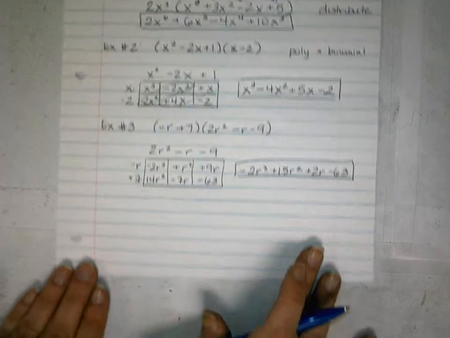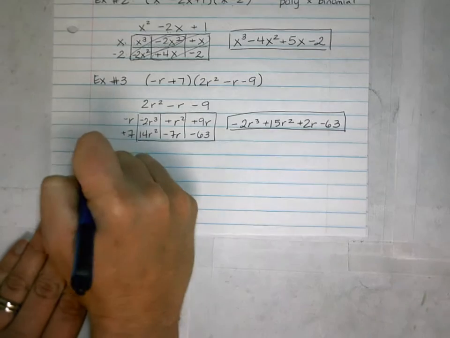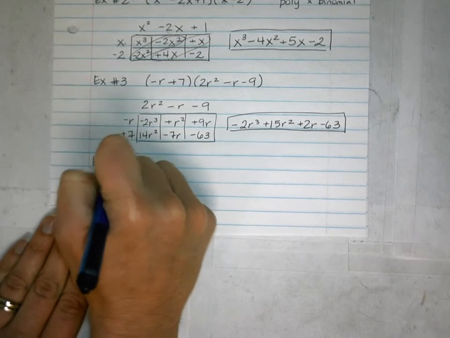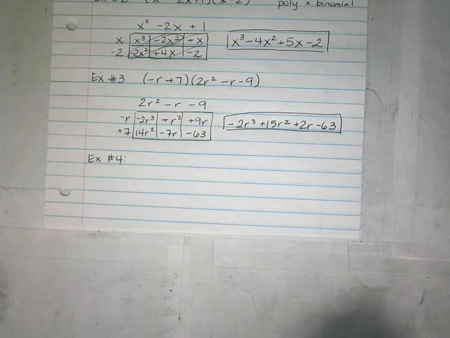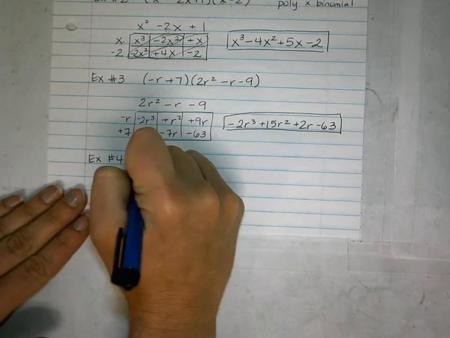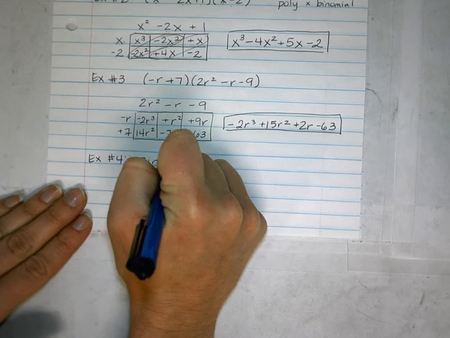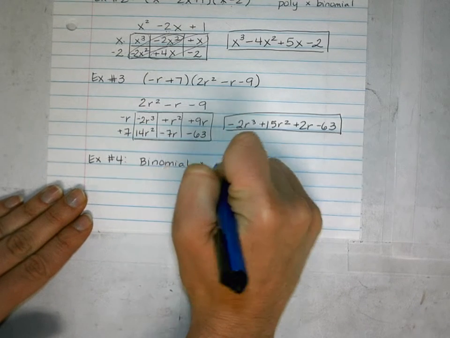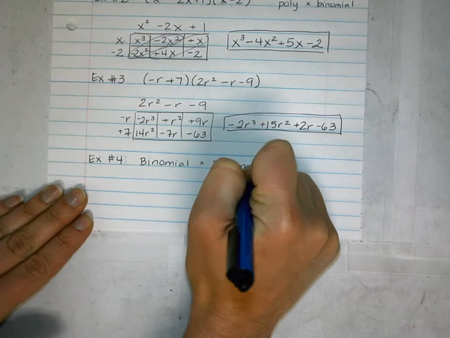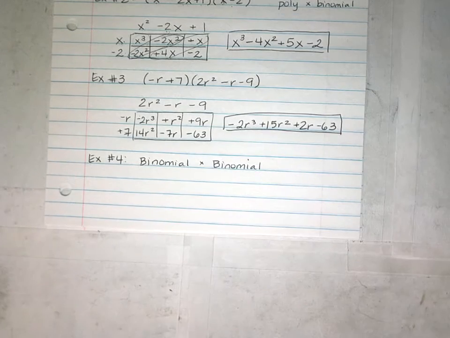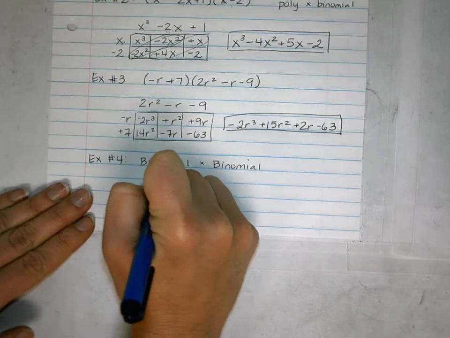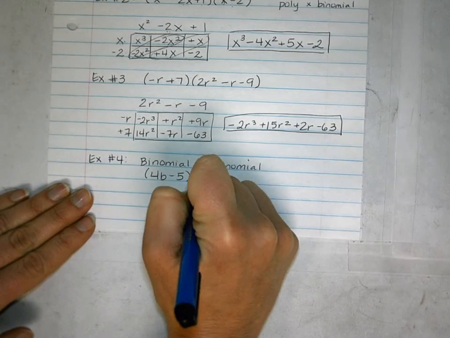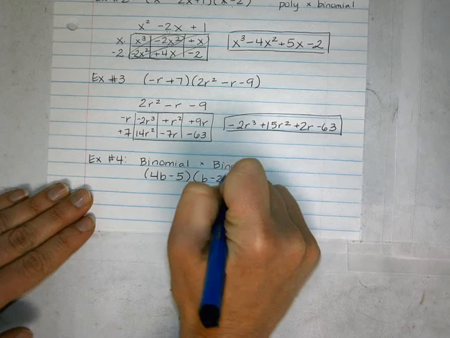Okay. I have 2 last things and you'll be on your way, or you can revisit this video. I will have posted it on my YouTube page or on Edmodo as well. Let's talk about multiplying binomials, a binomial by a binomial. Now this is kind of special, okay? A binomial by a binomial. So an example of this would be 4b minus 5 times b minus 2.